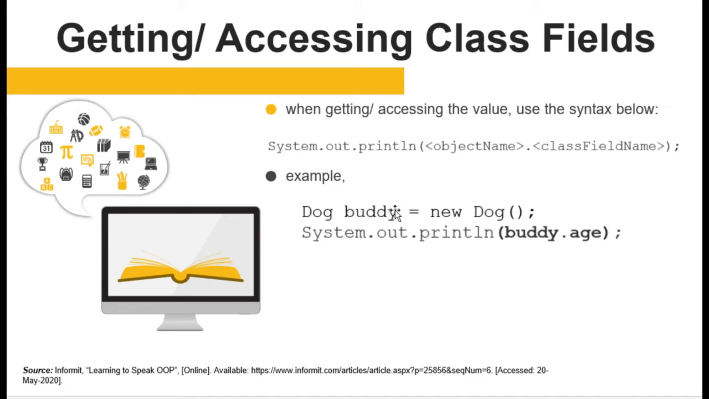Let's say, for example, body has an age class field. So for us to be able to print that, you need to first write the name of your object, for example, body, followed by a dot, followed by the name of your class field.